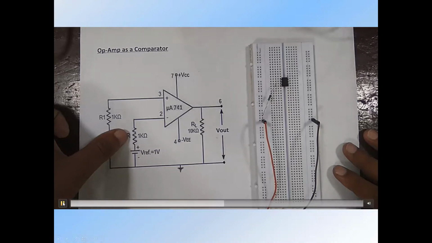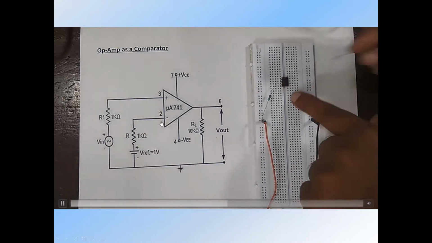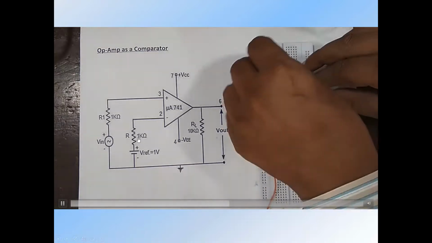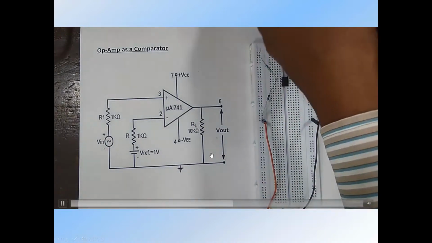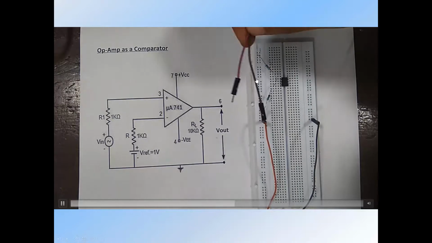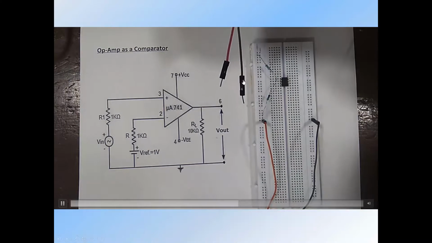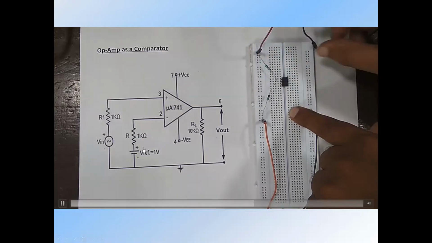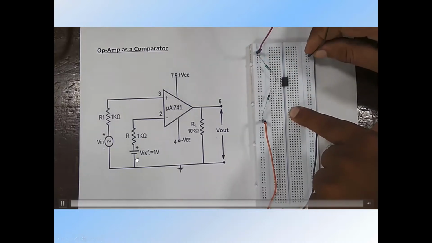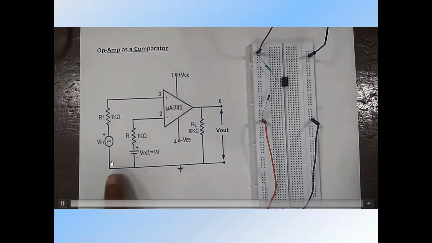Now next step is connection of V reference to pin number 2. For this, we have to connect a 1 kilo ohm resistor to pin number 2 like this, and these two jumper wires, purple and black, are connected to a DC power supply. Purple is connected to plus and black is connected to ground of the DC power supply. All the ground should be connected to this point.